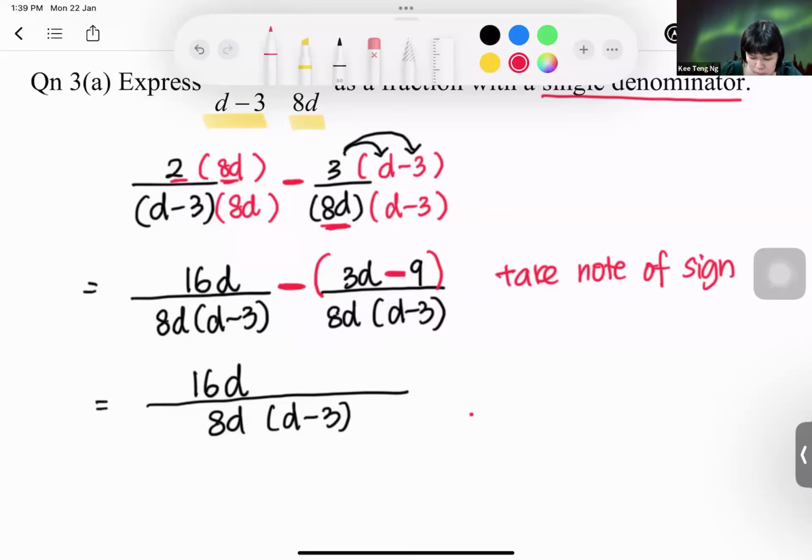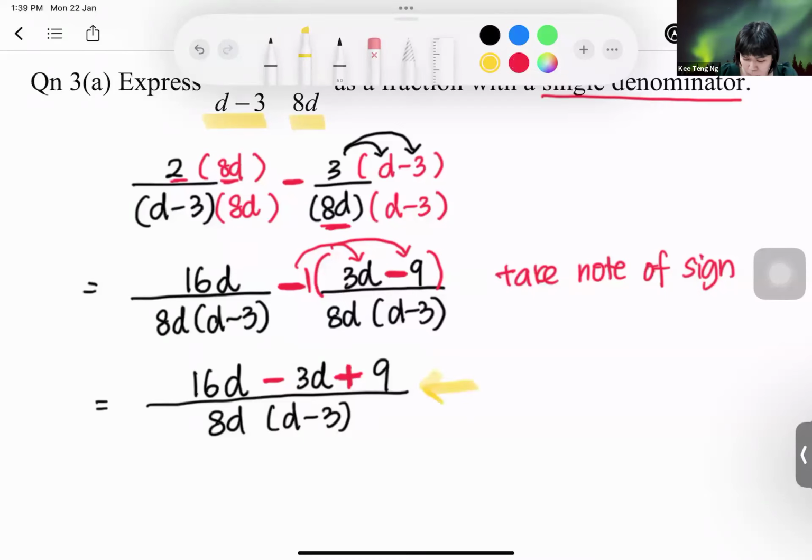So in this case, I multiply. This is something like negative 1. Multiply negative 1 to 3d, it becomes minus 3d. Negative 1 times negative 9, negative times negative, it becomes positive 9. So I need to change the sign here. For those of you who like to skip steps and come to this step directly, no problem, but you must make sure you check your sign is correct. Make sure they have the correct sign.